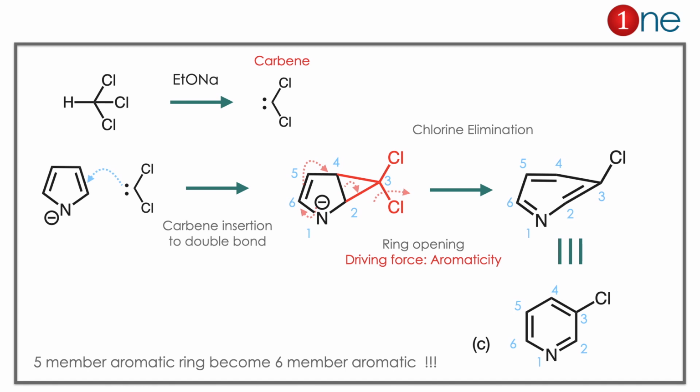What is special here? You are converting a 5-member aromatic ring into a 6-member aromatic ring. Here you have to learn two important things. One is carbene preparation. If you have chloroform and base, you might think of carbene preparation. Second thing is carbene reaction. Here a carbene insertion reaction is demonstrated and ring opening has occurred.